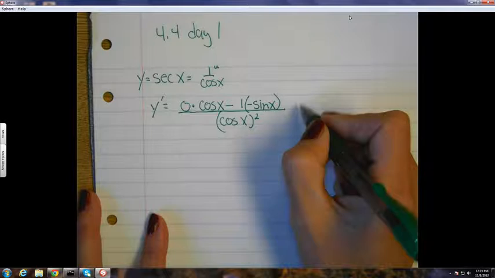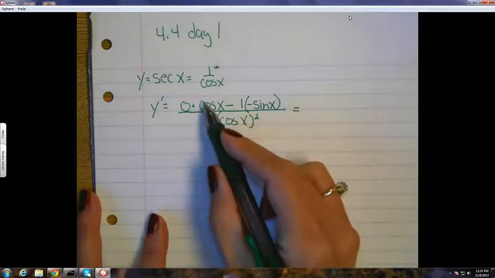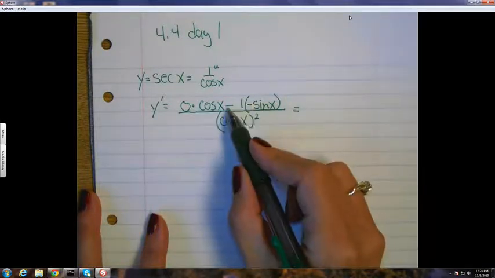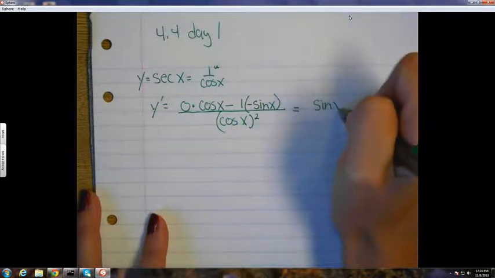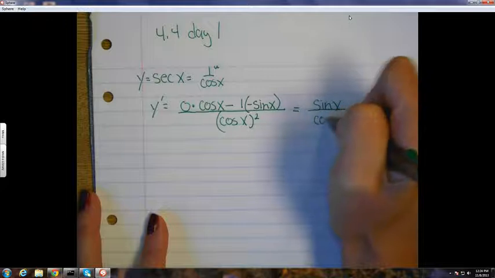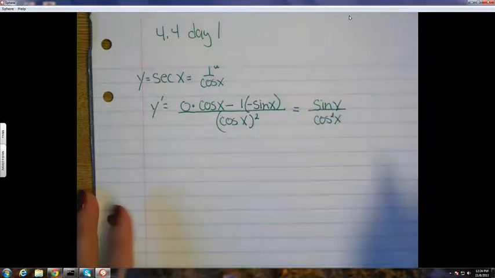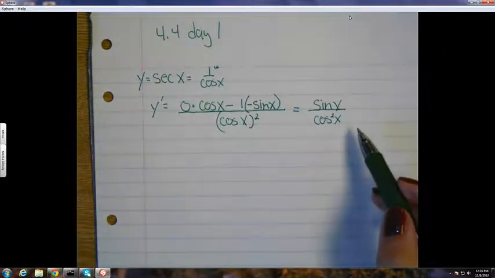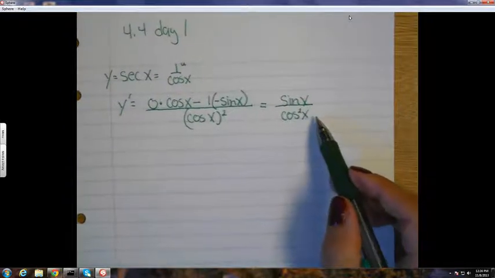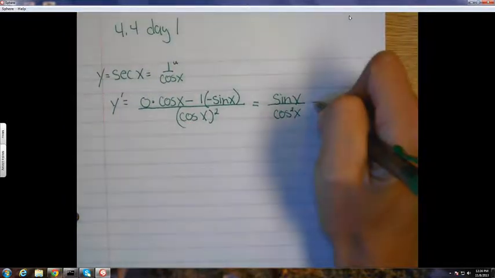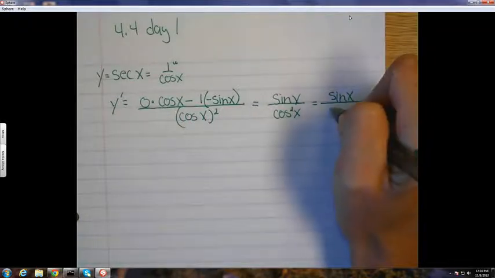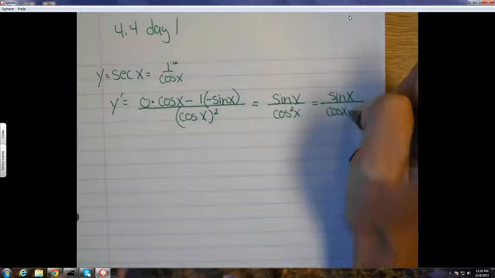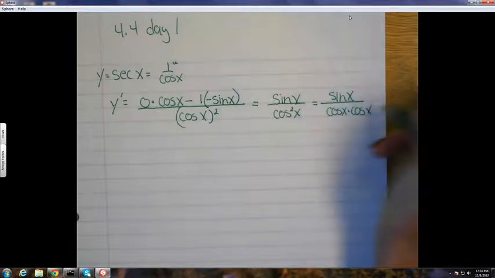Simplifying this, we'll go horizontally here, that's 0, that's gone. Then we've got this negative that's going to get pulled out, and then multiplying by 1 gives me a sine x over cosine squared. Okay, we can do a little bit better than this for our derivative if we think about cosine squared as cosine times cosine. So I'm going to break the bottom apart. I'm going to leave the top as sine x. The bottom's going to get broken up as cosine times cosine. Then what I'm going to do is break this apart into 2 separate fractions, because you're going to see that these are going to simplify.